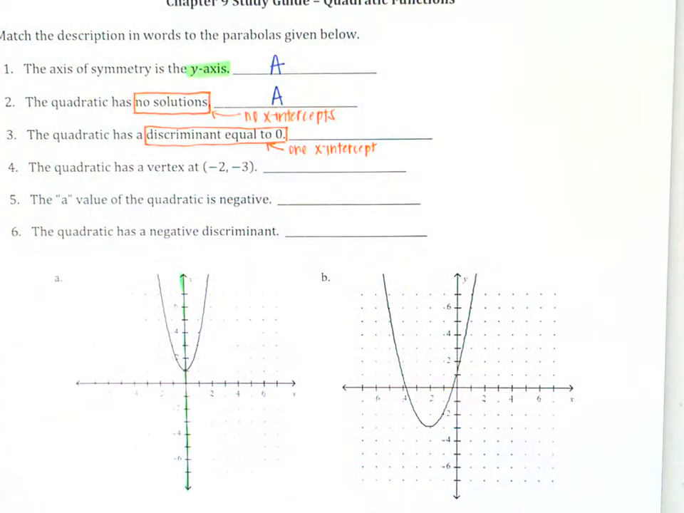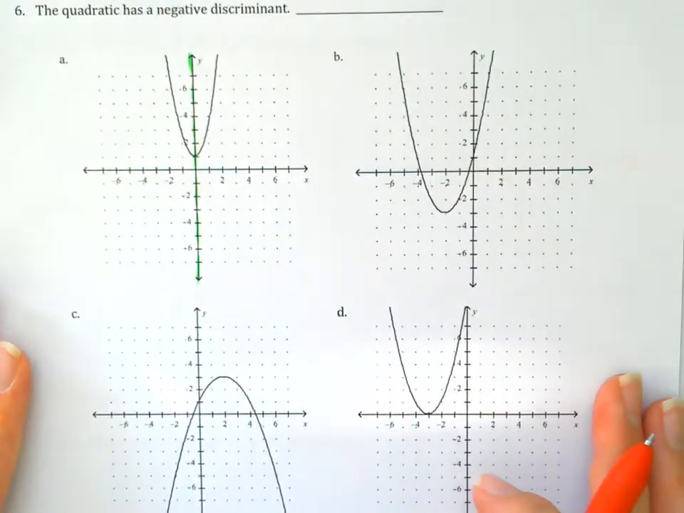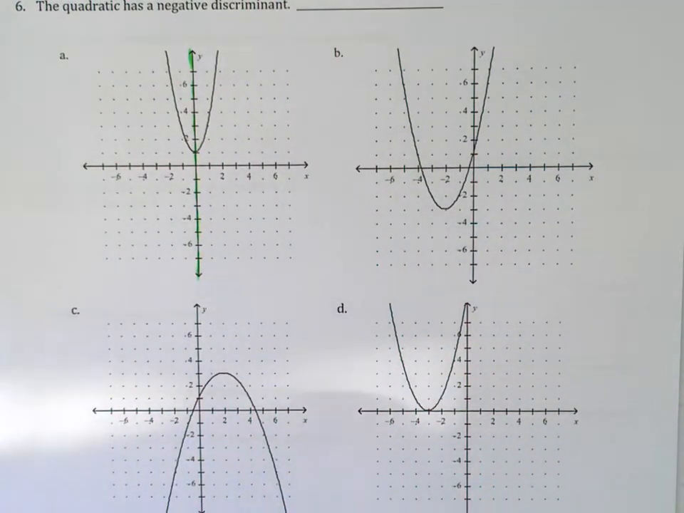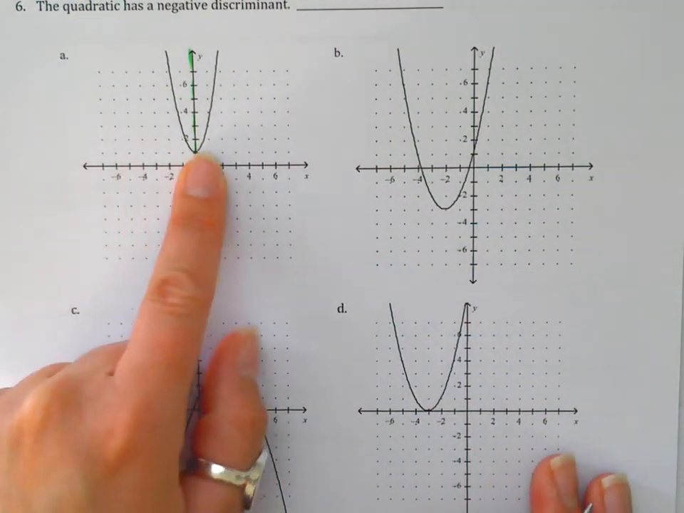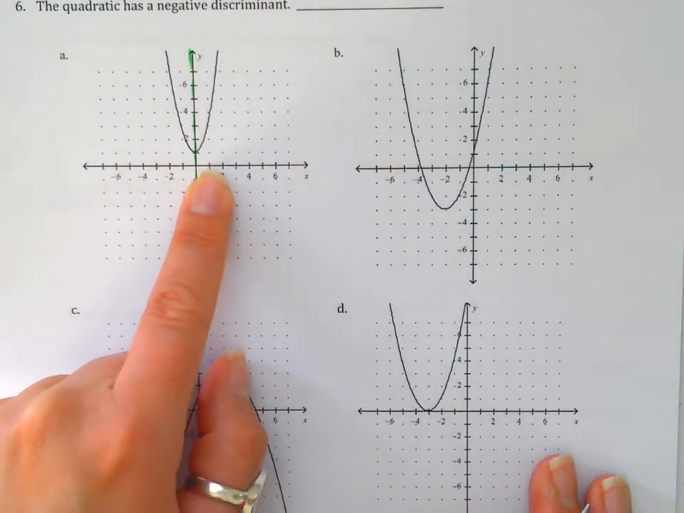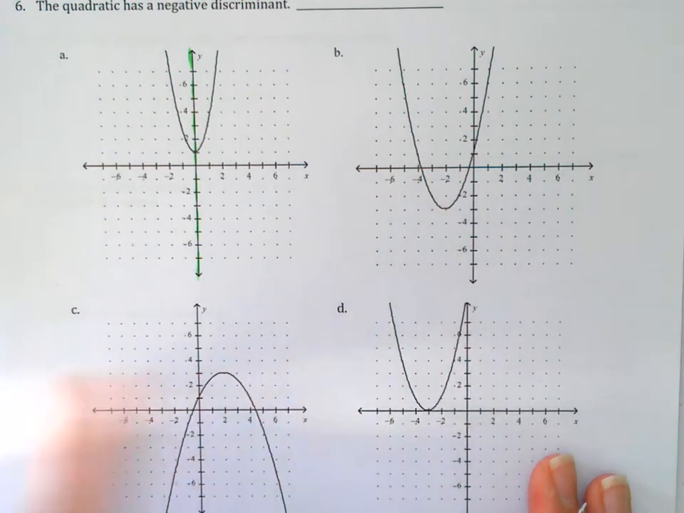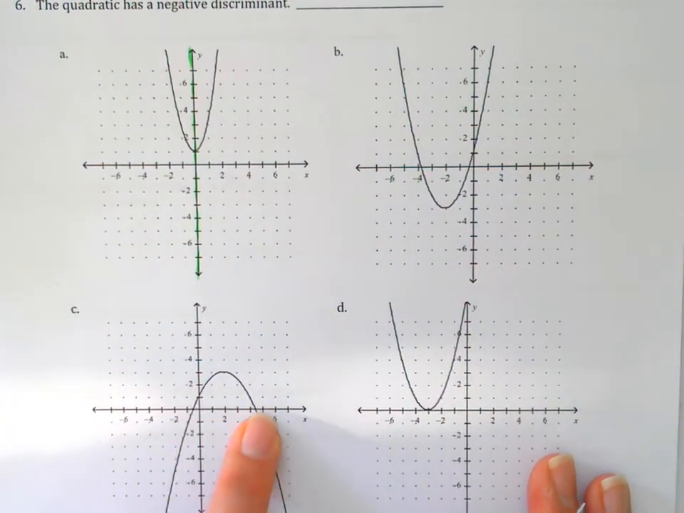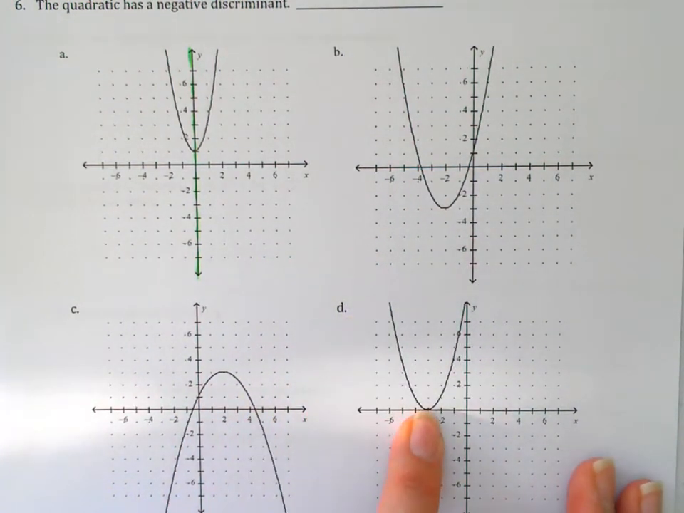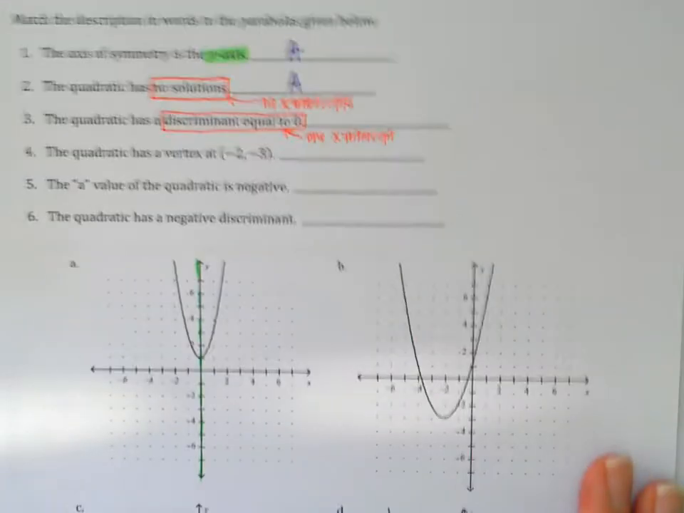So we look to see which one of these has only 1 point where it crosses the x-axis. Well, A, it never crosses the x-axis. B, it crosses it in 2 spots. C, it crosses it in 2 spots. But D, it only crosses it in 1 spot. So D is our answer for 3.